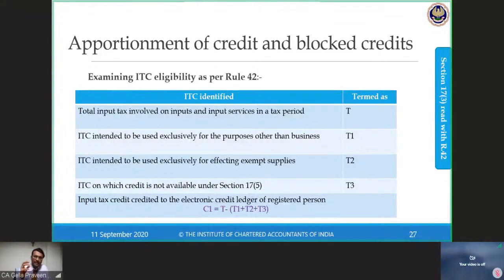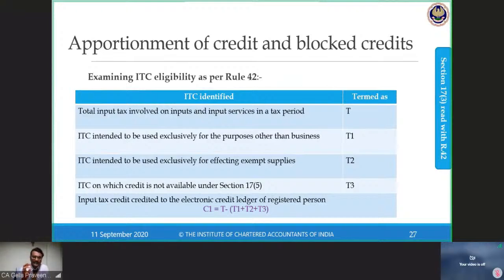What is the test of input tax credit? See whether this ITC can be identified at the accounting stage: eligible for credit, not eligible for credit, eligible partially, eligible 100%. All these are things they have asked us to identify, and that is the basis on which this slide has been set.